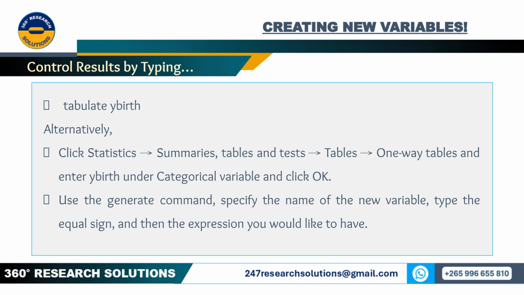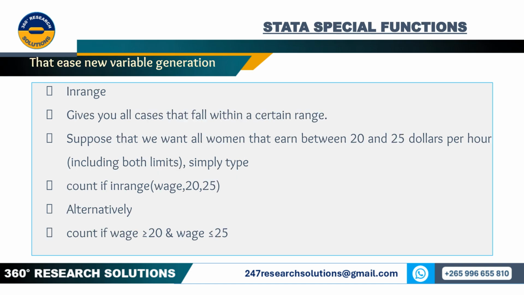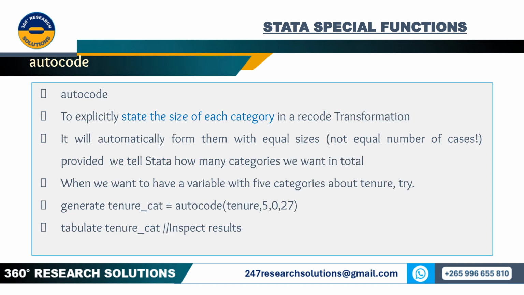The generate command creates new variables based on expressions. STATA special functions ease new variable generation. InRange gives cases within a certain range. For example, count if inrange(wage, 20, 25) counts individuals with wages between 20 and 25, inclusive. The AutoCode function explicitly states the size of each category in a recode transformation. For example, generate tenure_cat equals autocode(tenure, 5, 0, 27) creates 5 equal-sized categories for tenure between 0 and 27.